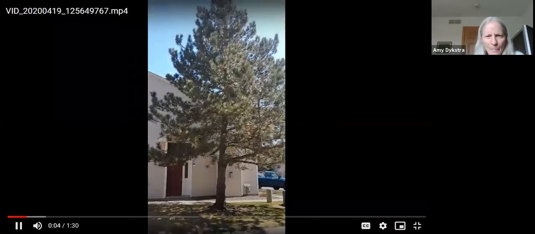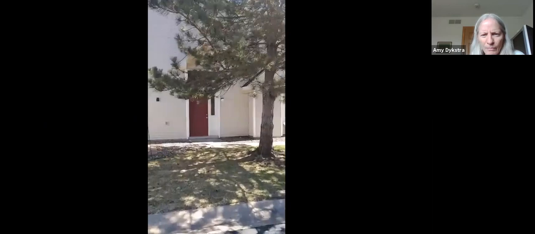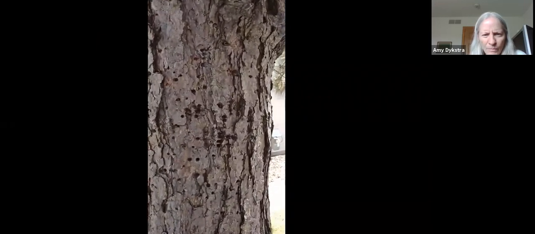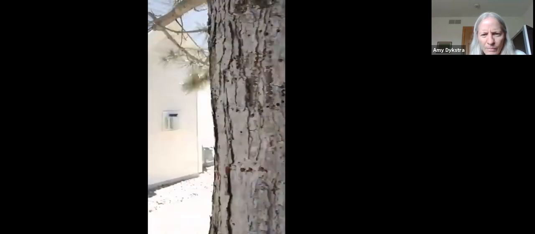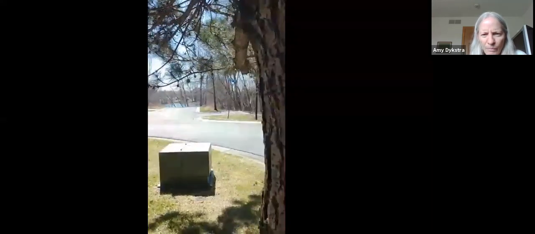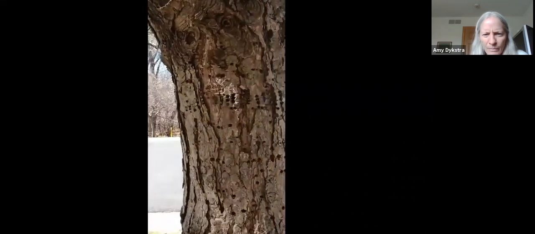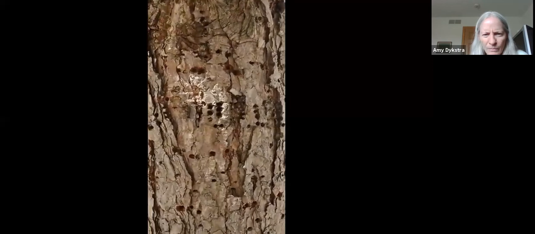So this is a video. This is a pine tree in front of my house. See, it's a pretty decent sized tree. And I want to show you what's going on with this pine tree. You can see as we get close here, there are some little holes. They're kind of in a pattern, and this side they're not too bad. But as we move around to this side of the tree, you will see just a ton of these holes.